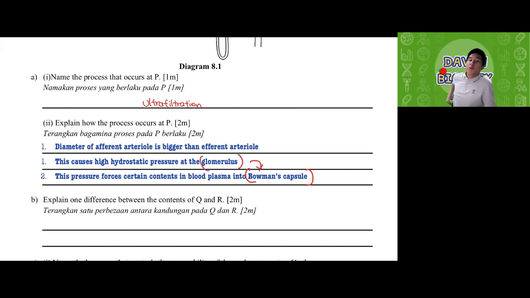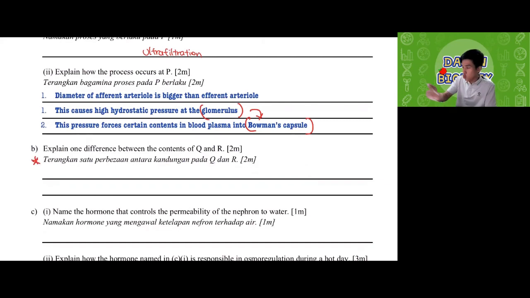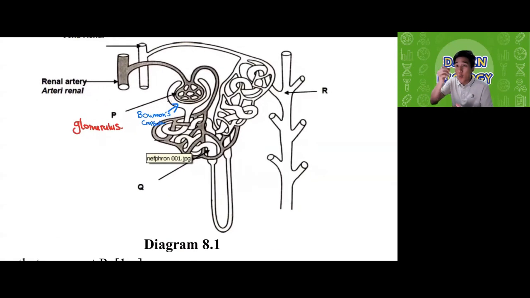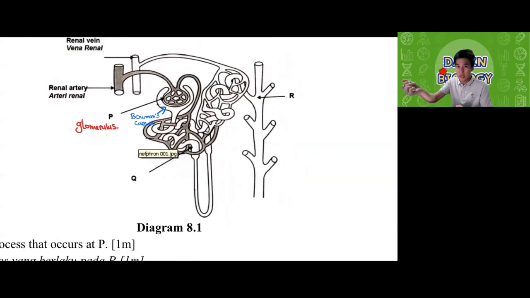Next, explain one difference between the contents of Q and R. Right, guys, this one is a very common question also. So besides the glomerulus, the ultrafiltration that we just did, now they want to know the difference between contents in Q and R. Means inside the Q, inside the R. What difference is there? Remember or not? I mean, can you figure out or not? I haven't mentioned it just now. So what's the main difference? So inside here and here, what would be the main difference left? Who can figure out? Okay, Minkin, yes, very good.